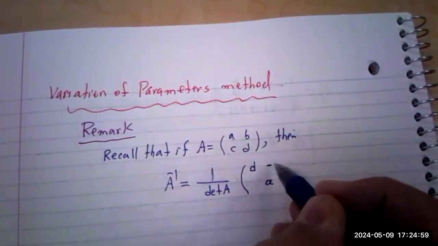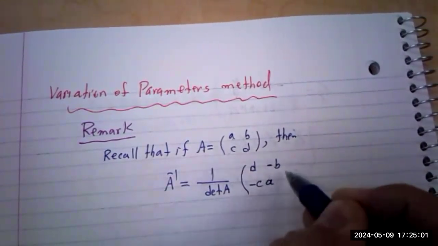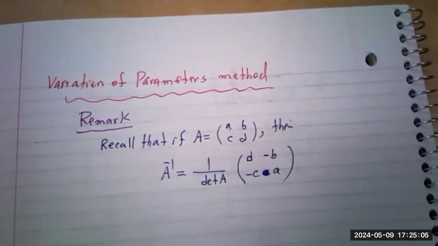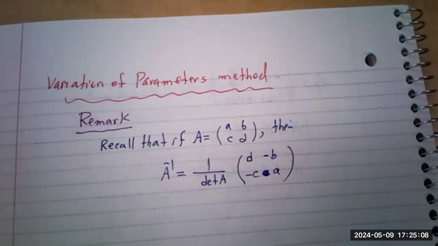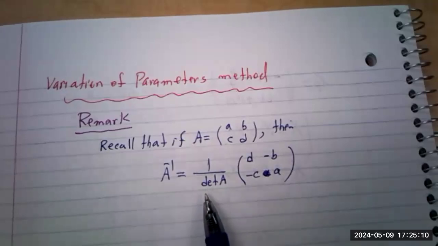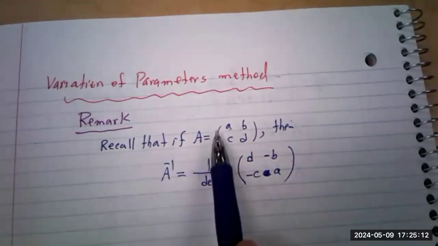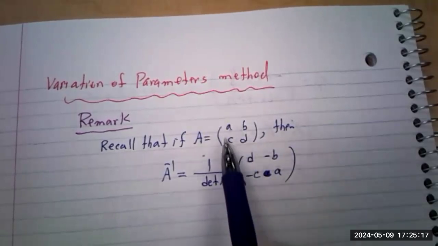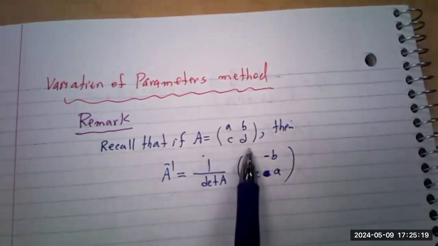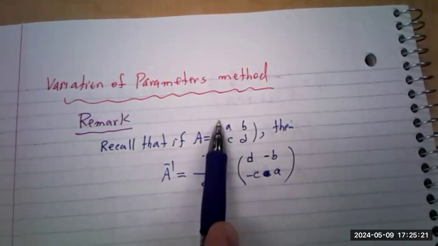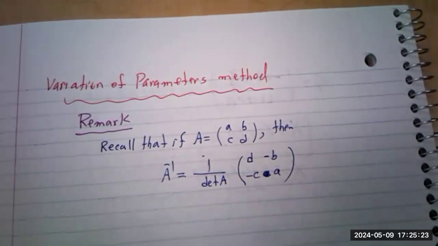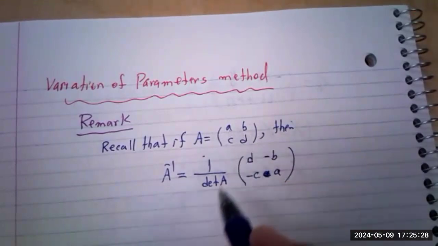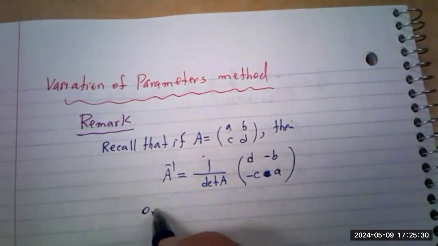So it's going to be D, negative B, and negative C. A kind of shortcut. We're getting the inverse of the matrix A, so it's going to be 1 over the determinant of A. The determinant of A would be AD minus BC. And then to get the inverse of this matrix, you interchange the entries on the diagonal, and we change the sign of the B and the C.